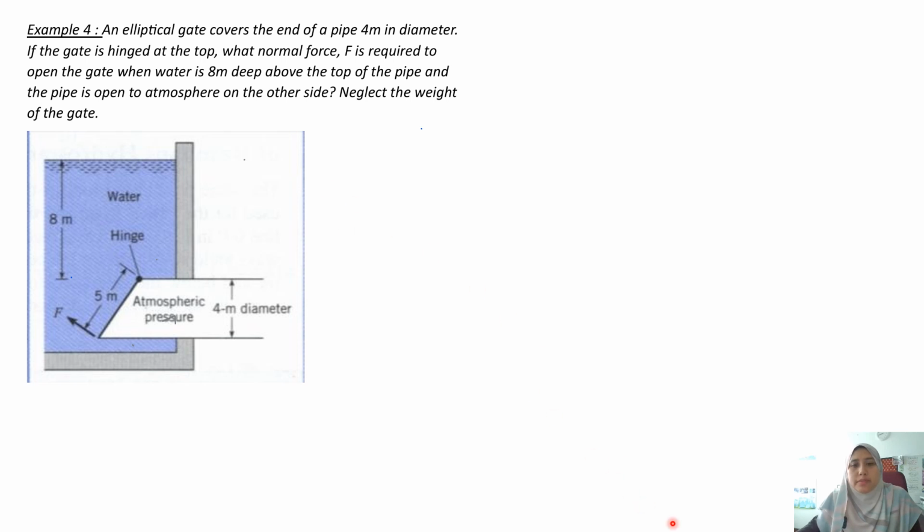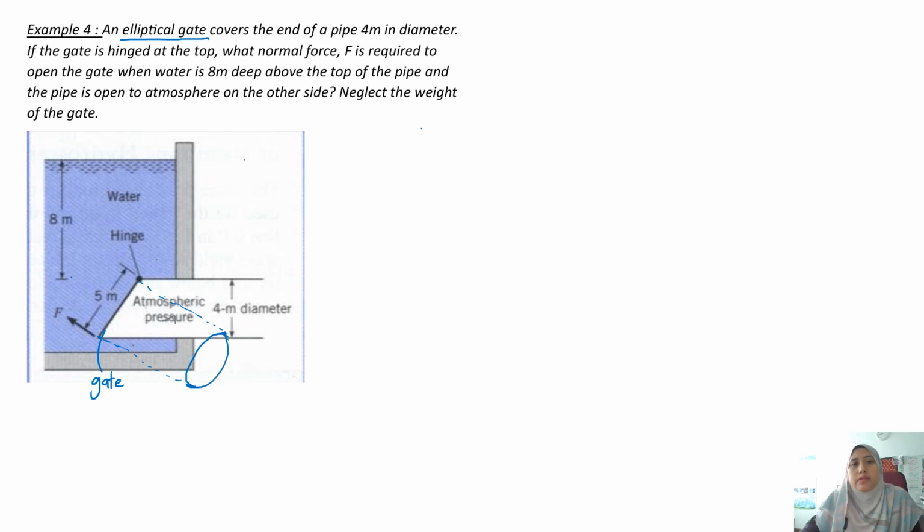So if you look at the example, we have an elliptical gate that covers the end of a pipe. So where is the gate? This is the gate. The gate is of plane surface. So the gate covers the end of a pipe. So we have two shapes here. One is the gate shape, which, if you draw this in 3D, you can see the ellipse.